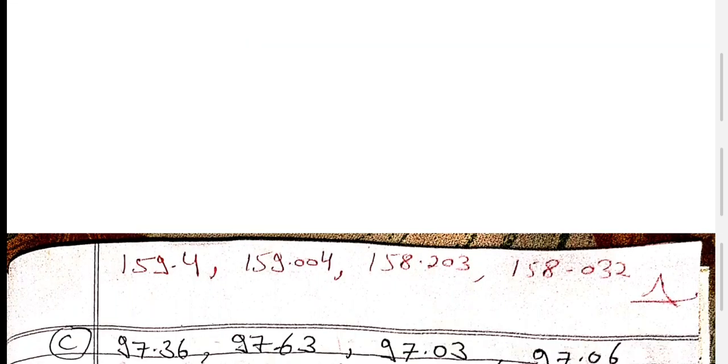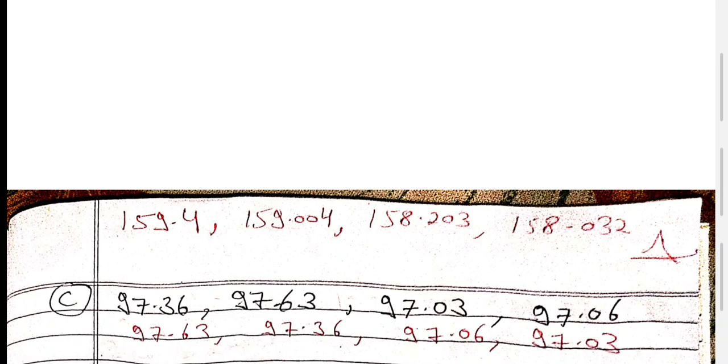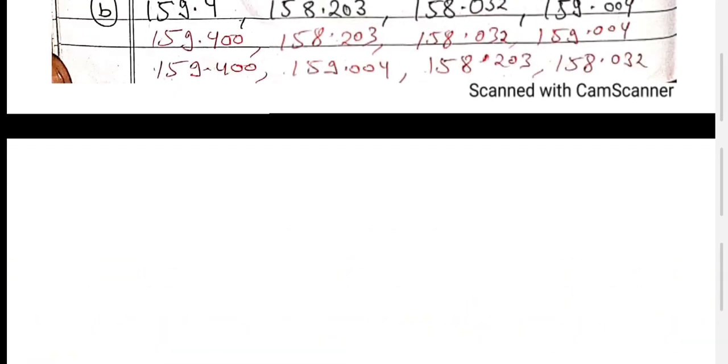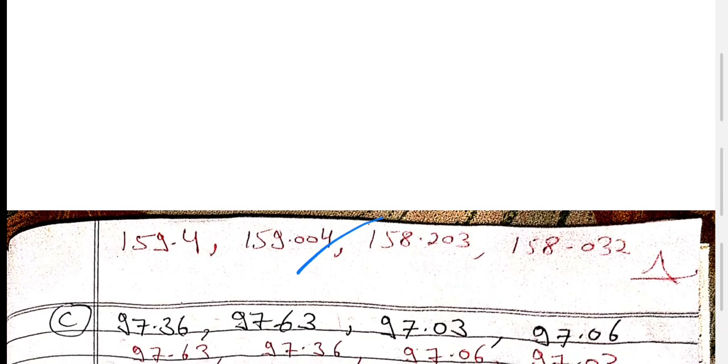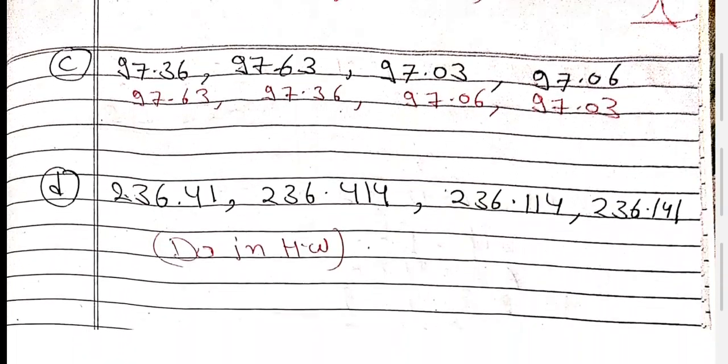Now just write the original ones. How do you write? Like that one. 19.59 came with the help of this number. The second one this, the third one this, the fourth one this. So it is your required answer.